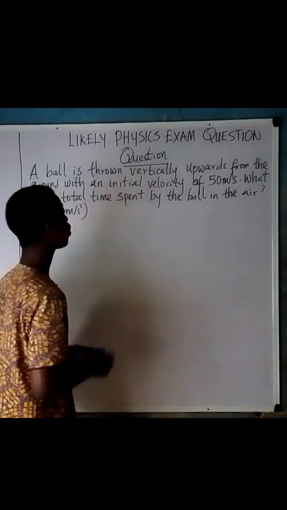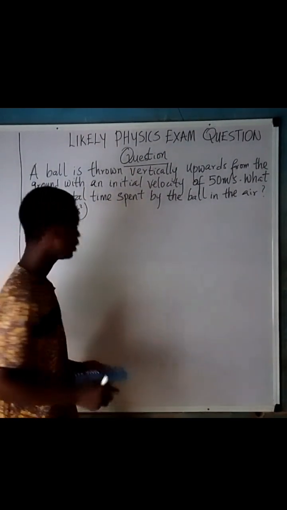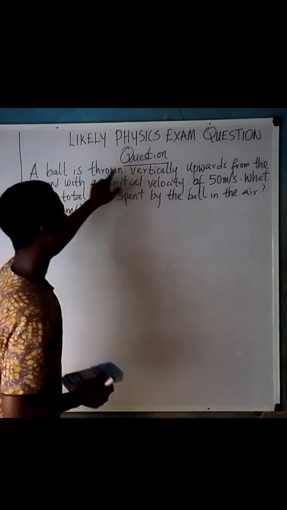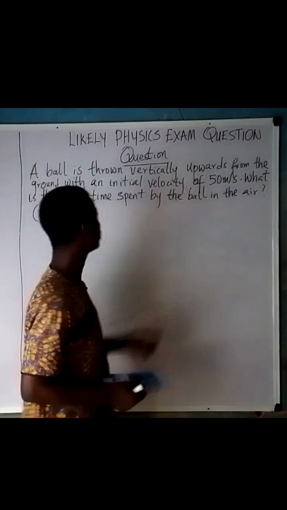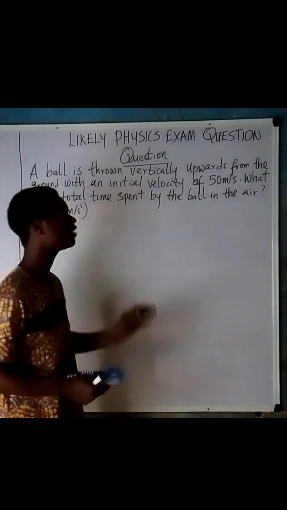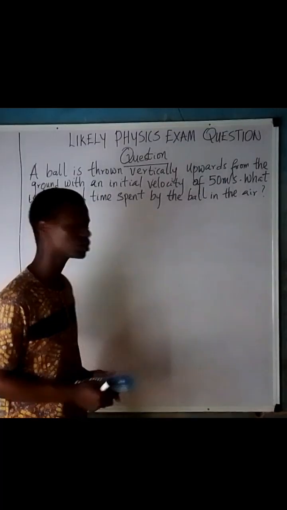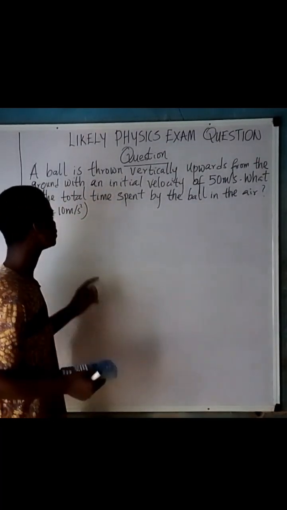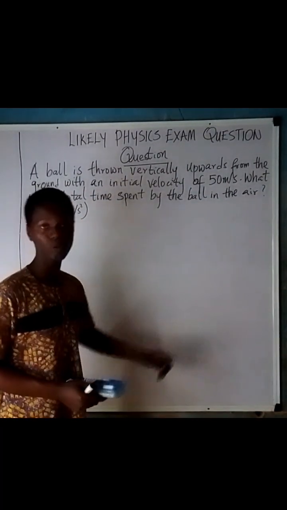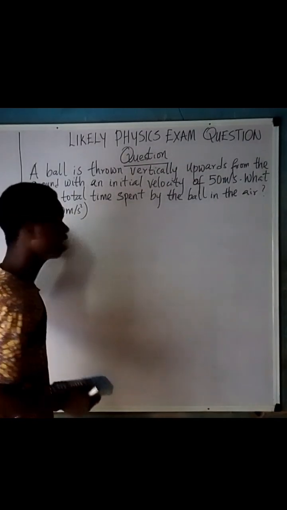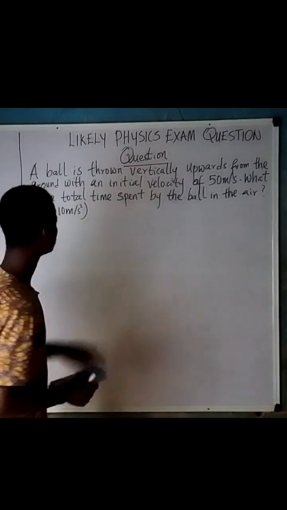A question on motion under gravity, and it reads: a ball is thrown vertically upward from the ground with an initial velocity of 50 meters per second. What is the total time spent by the ball in the air? Take gravity equals 10 meters per second squared.